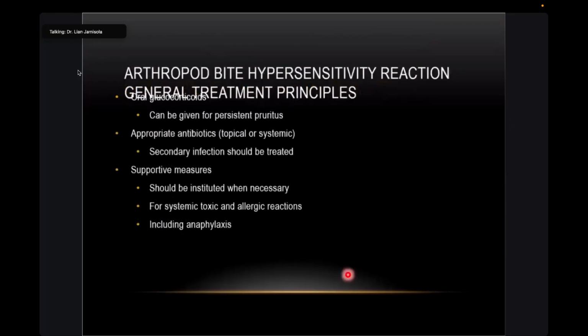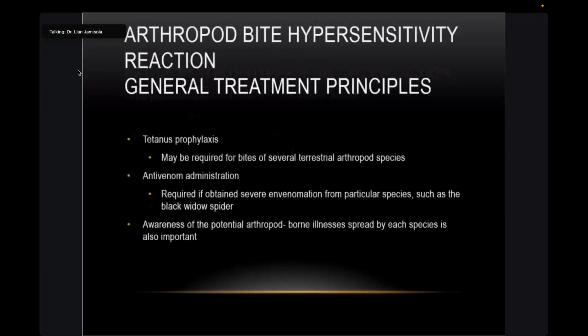Okay. So we can give steroids for pruritus pag persistent. We give topical corticosteroids. And rarely do we give oral corticosteroids as well. For secondary infection, we treat with antibiotics, topical or systemic, depending on how severe the infection is. And we can also give antihistamines for the itch. Tetanus prophylaxis may be required for bites of several terrestrial arthropod species. Antivenom, rarely naman yung mga yan.